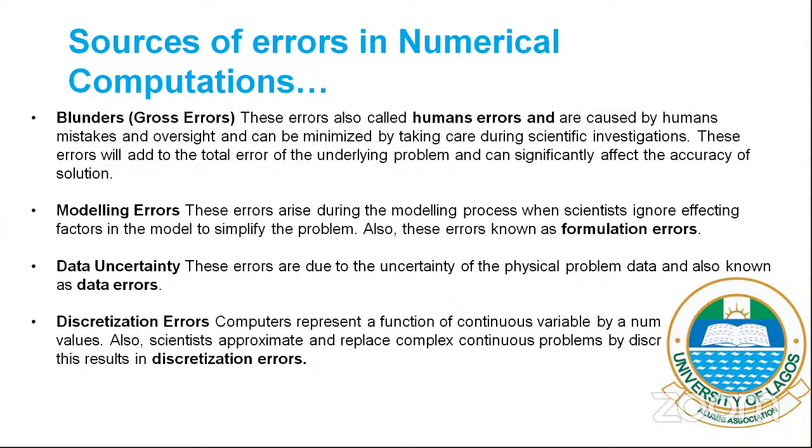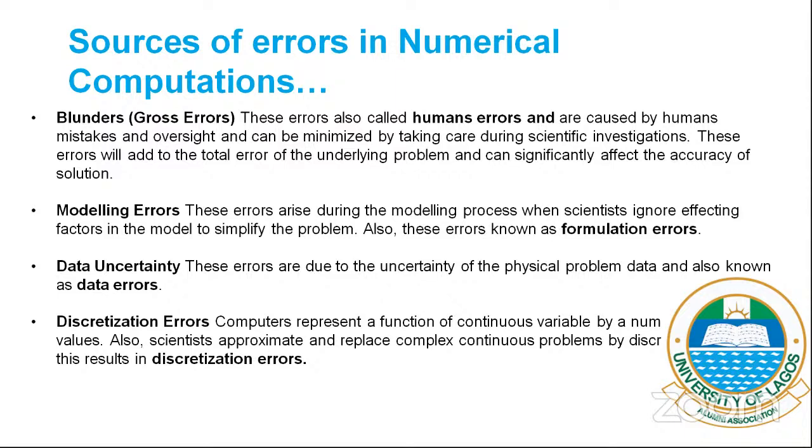So definitely there will be some levels of error. Then data uncertainty is if the data you are working on is having some levels of uncertainty, it can also result in error. Then discretization error simply talks about, because in mathematics.